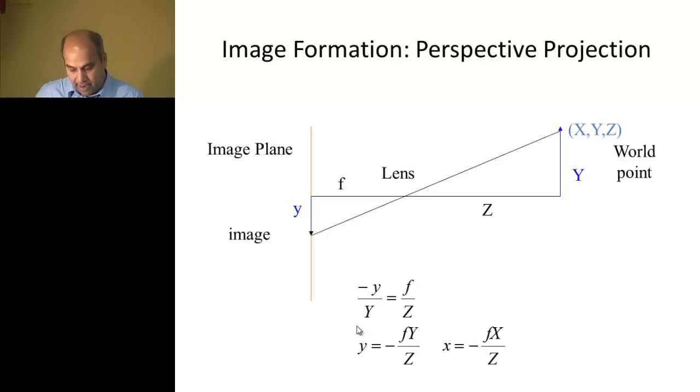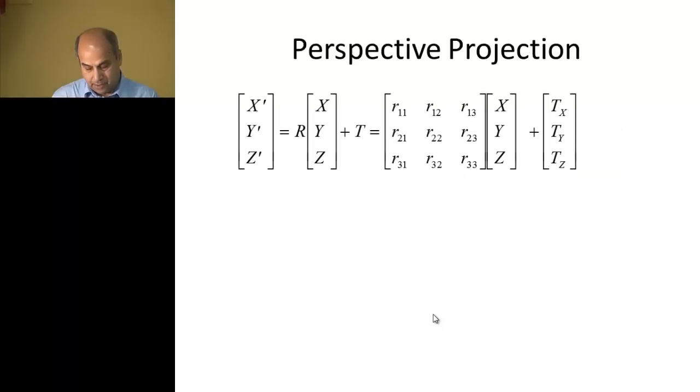So y is given by minus fy upon z, the y coordinate of the image, and x is given by minus fx upon z. We have talked about this before. f is the focal length, the distance from the image plane to the lens, and z is the distance from the camera to the object. This is a point, and there are two similar triangles, so we can write it down like that. This is a very simple pinhole camera, or the perspective projection, which we are going to use.